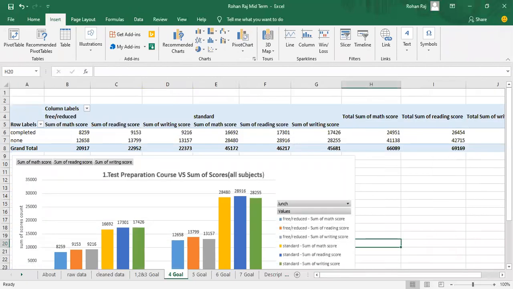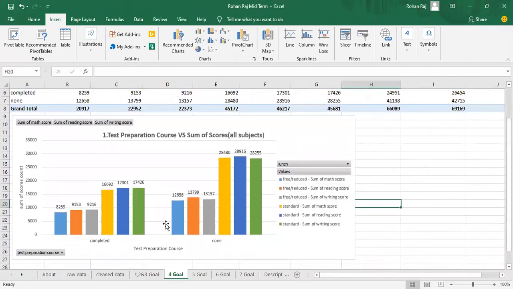which would be the calculating of the scores of the subjects by dividing upon their test preparation codes with respect to their range. So you can see over there. And we have the test preparation course completed and none, and the completed would be this and the none would be this, which is used by the students.